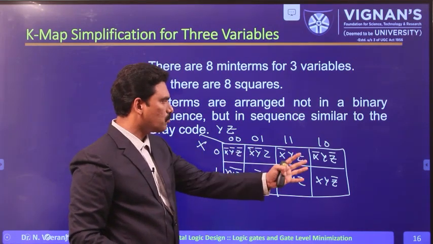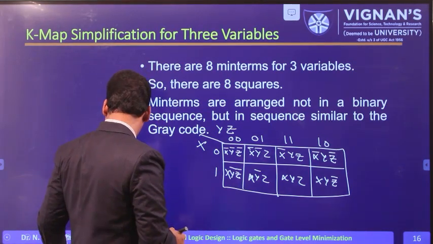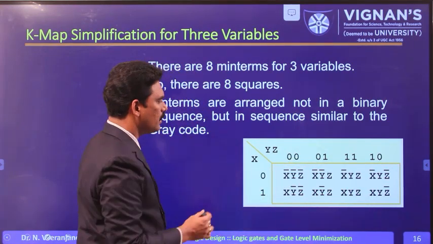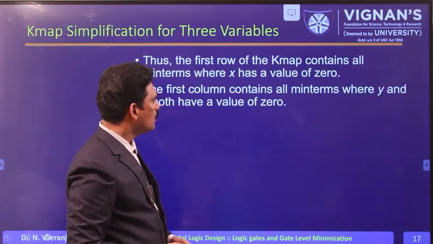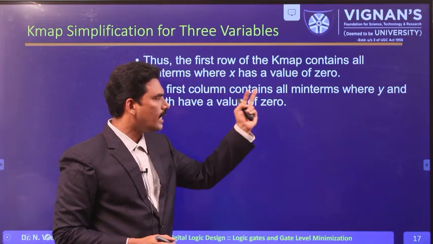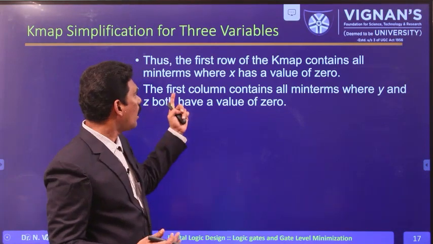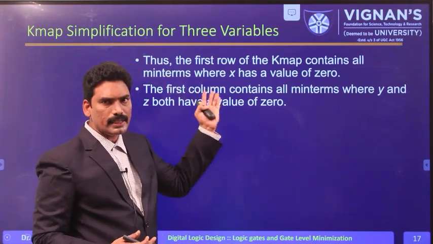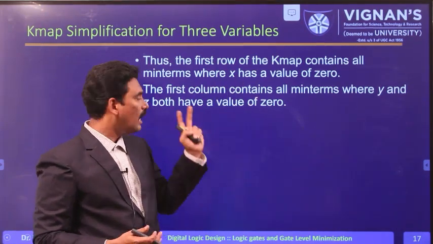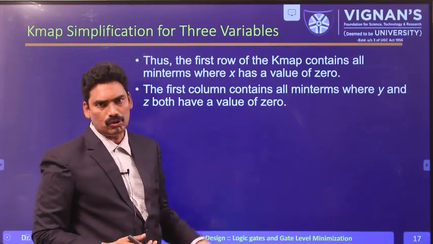How many squares? 8 squares, and this is the sequence. Now, you see this diagram: y bar z bar, and this is y bar z, and this is yz, and this is yz bar, and this is the 3 variable K-map. Now, here, the first row of the K-map contains all minterms where x has a value 0. And the second row contains all minterms where x has a value 1, and the first column contains all minterms where y and z have a value 0.